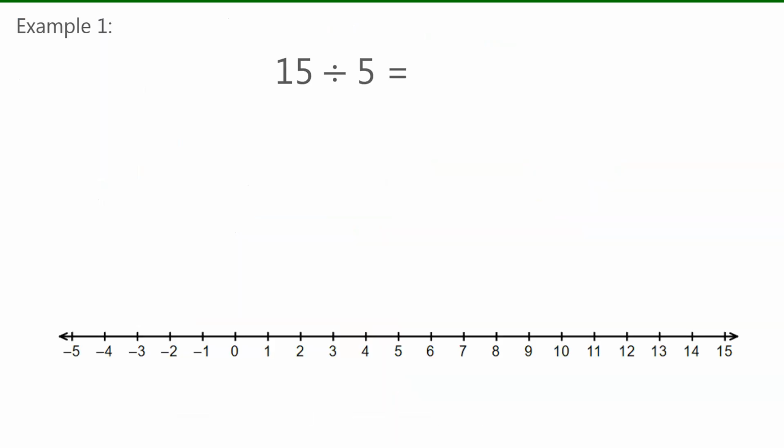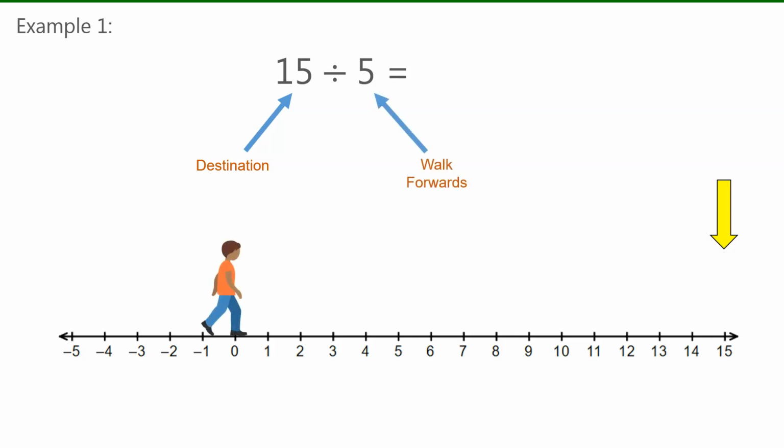Example 1. 15 divided by 5. So this is the same as positive 15 divided by positive 5. So 15 is our final destination. That's where we want to end on the number line. And positive 5 indicates that we're walking forwards because there's a positive. So we walk forwards to positive 15.